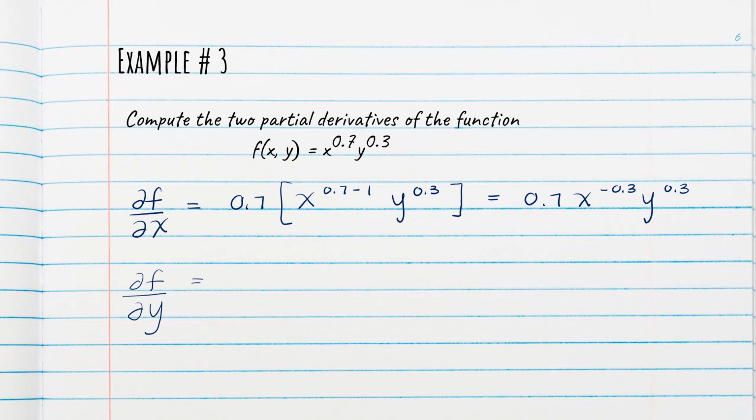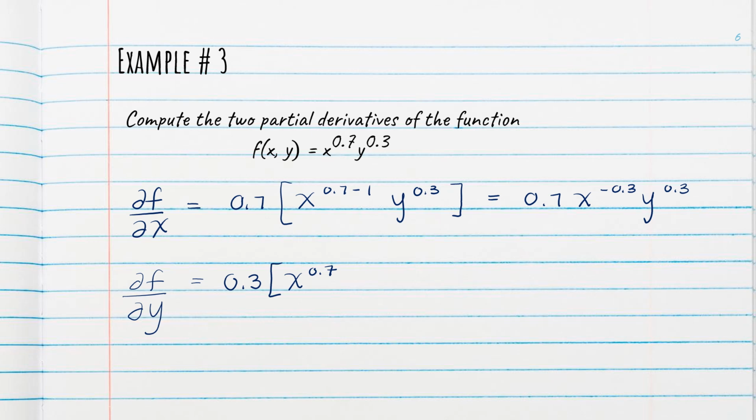So our terms are commingling. X and y are in the same term. We want to differentiate with respect to y, which means we're going to treat x as a constant. So following the rules of differentiation, I'm going to bring down the power on y. So I have 0.3. And then I'm going to write that constant term, x to the 0.7. I write it down because it's attached to the y, which I'm differentiating with respect to.